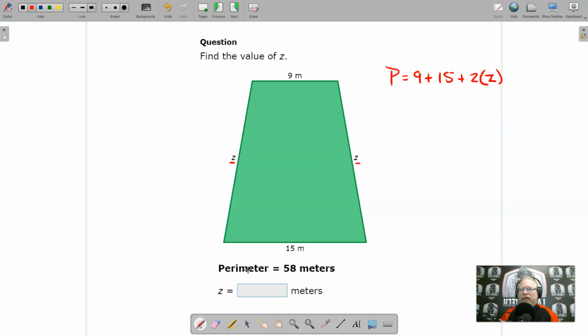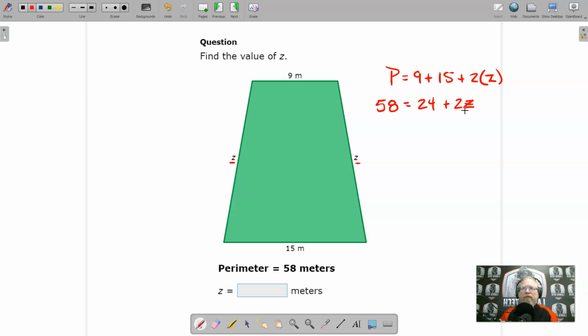So they give us the perimeter here. So let's plug in what we do know. We know that the perimeter is 58. So we'll plug in 58 equals 9 plus 15 to get 24, right? And then plus 2 times Z, or we'll just call that 2Z. And we'll put a cross on that Z so we recognize that's a Z.